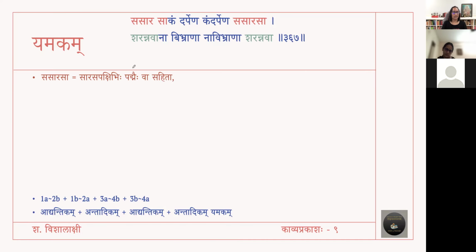So Sarasa, Sasara, Sakam, Darpena, Kandarpena, Sasara, Sharat, Sharannavana, Bibhrana, Nabibhrana, Sharat, Nava. Nava, Sharat. Sharat Rutuhu is in Strilinga Padam. So everything is in Prathama Ekavachanam, Strilingam as an adjective to Sharat Rutuhu.